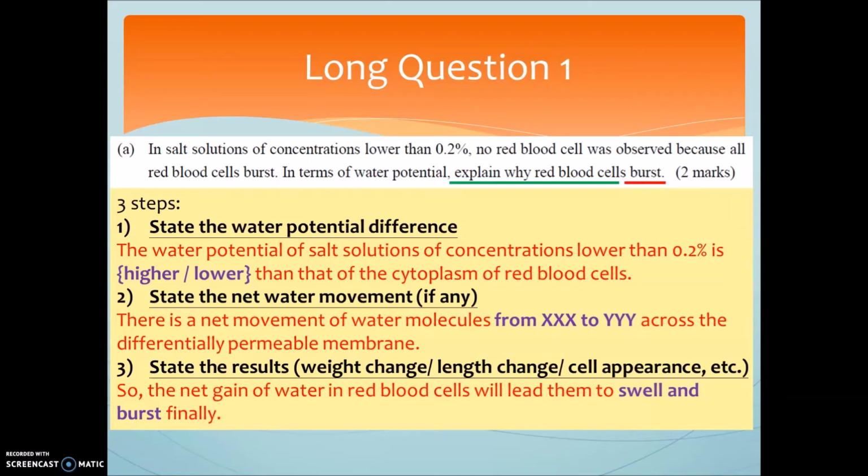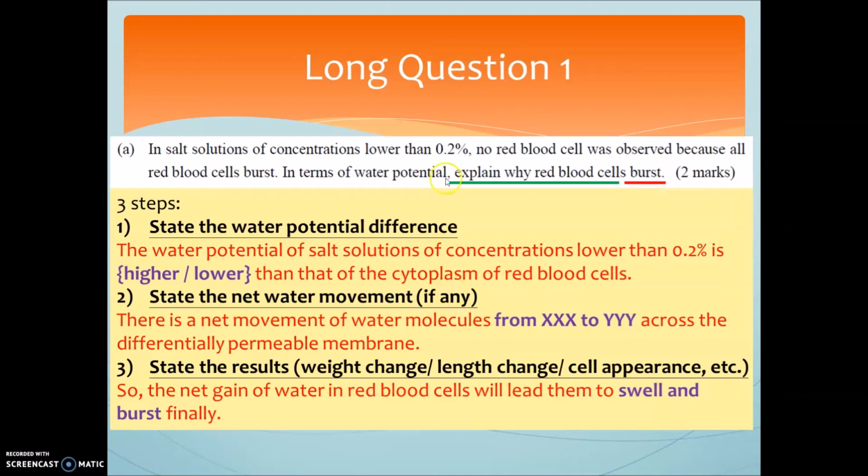From XXX to YYY. Now remember, if your answer only says from high to low, it's a very poor answer. Of course, high to low. I want to know from which solution to which solution, or maybe from the cell to the solution, or from the solution to the cell. So that's the second step. And the first step is just to say the result. The results can be the rate change, the length, or the cell appearance.